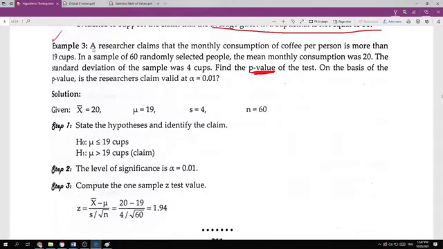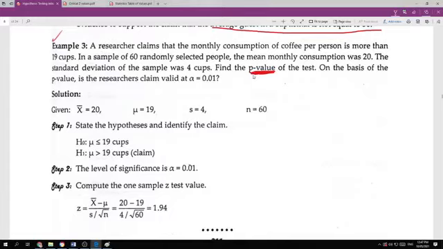Okay. A researcher claims that the monthly consumption of coffee per person is more than 19 cups. Oh, look at this one. Is this two-tailed or one-tailed? One tail. Okay, now, in this example, I will not use the critical Z, because I will be using the p-value.